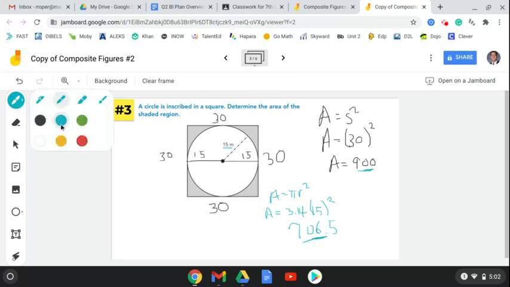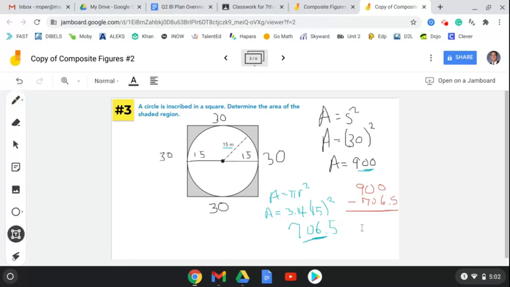Okay, I know area of square, I know area of the circle. And so if I find the difference in these, if I take 900 minus 706.5, that'll give me the area of the shaded region. It's like I'm cutting that circle out. So 900 minus 706.5, and I get 193.5. So you can always use text box here, 193.5, and this is meters squared. Okay, that'd be the area of the shaded region.